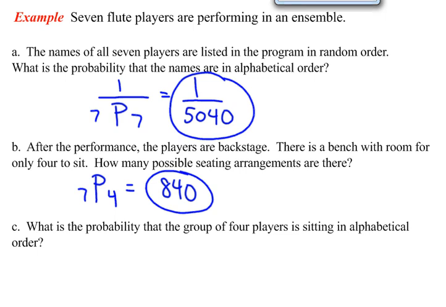Finally, we go to part C. What is the probability that the group of 4 players is sitting in alphabetical order? So again, there's only one way to arrange the 4 flute players that sat down in alphabetical order out of a total number of 840 different ways that 4 flute players could have sat down on that bench. So the probability is 1 out of 840.